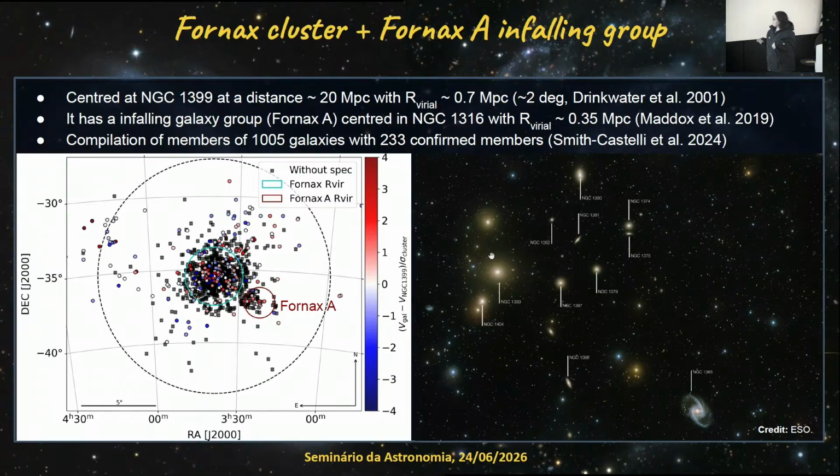And the sample I'm going to use in this work is from Smith-Castelli 2024, which had 233 confirmed members. But that does not mean that we are able to analyze all of them. Some of them are really faint, so they were not added here. We lose about 20 members or so.